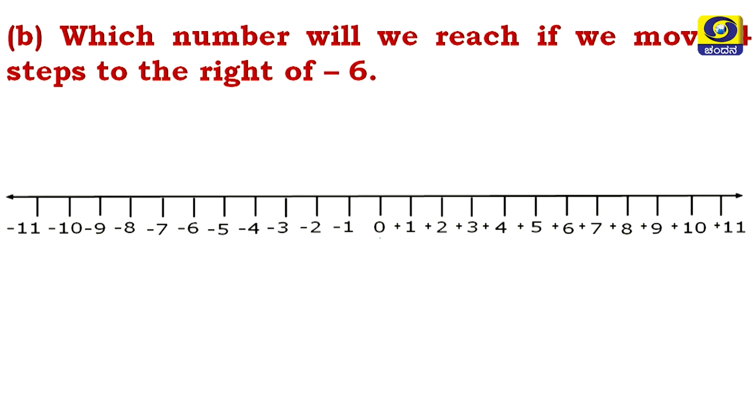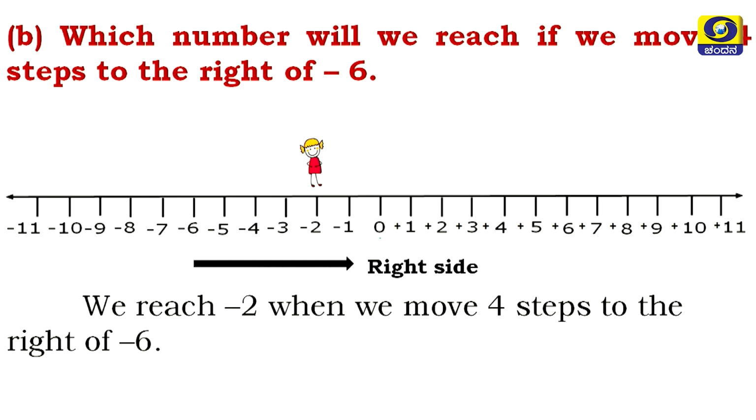Next question. Which number will we reach if we move 4 steps to the right of -6? There is the number line. The toy is at -6. Which side do we move? Right side. Okay. How many steps? We move 4 steps: 1, 2, 3, 4. After 4 steps, where is the toy? We reach -2 when we move 4 steps to the right of -6. I think you all understand it.